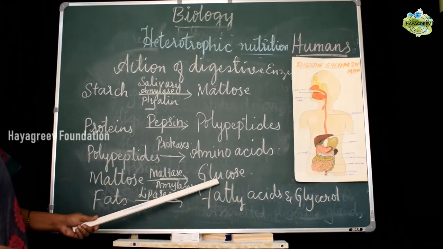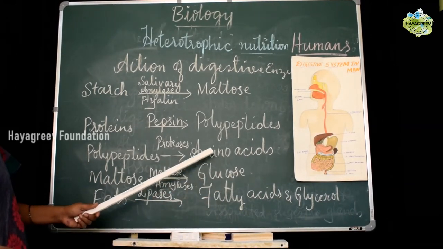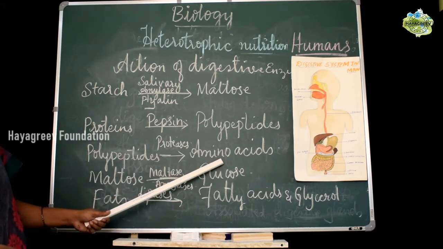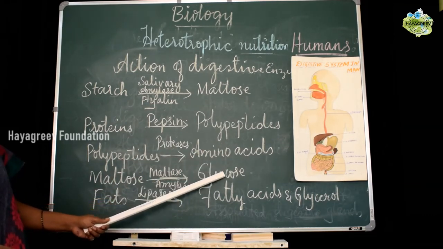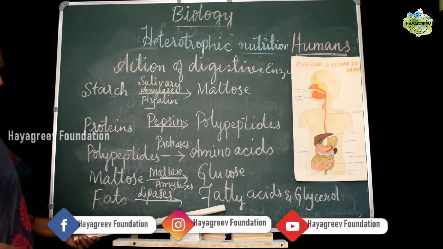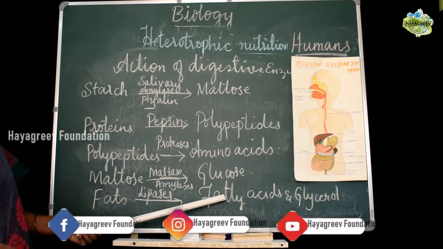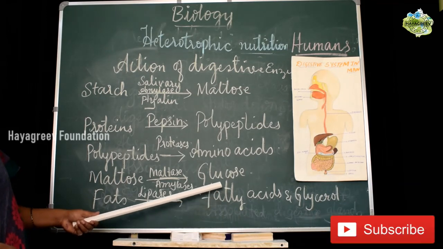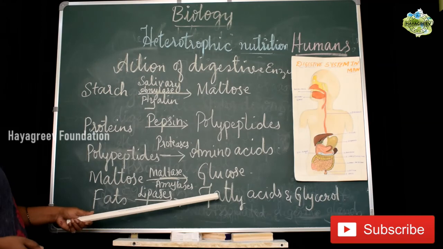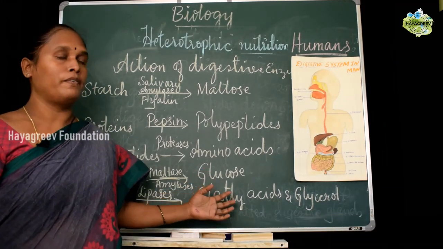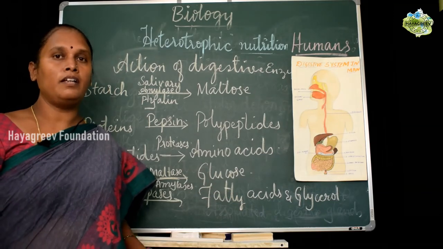Carbohydrates are absorbed in the form of glucose, and proteins are absorbed in the form of amino acids, and these are taken up by blood from the intestine, and fatty acids and glycerol as well as fat soluble vitamins are taken up by the lymph, which is the colorless blood present in the lacteal, which is the space which is formed in villi. So that's it, children. Hope you have understood the process of digestion in humans.